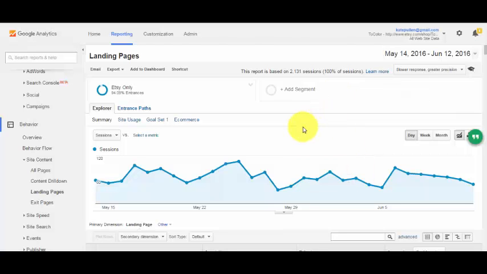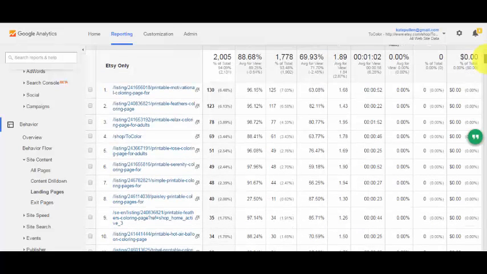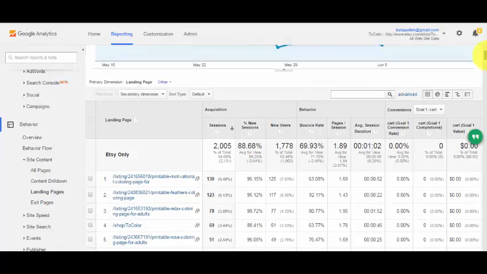Hello, I want to talk about landing pages and also give you a little bit of homework. Now, the landing page report that we find under Behaviour, Site Content, Landing Page. As we mentioned before, this report shows us the pages that people landed on when they first came into our store. So this is their arrival point.